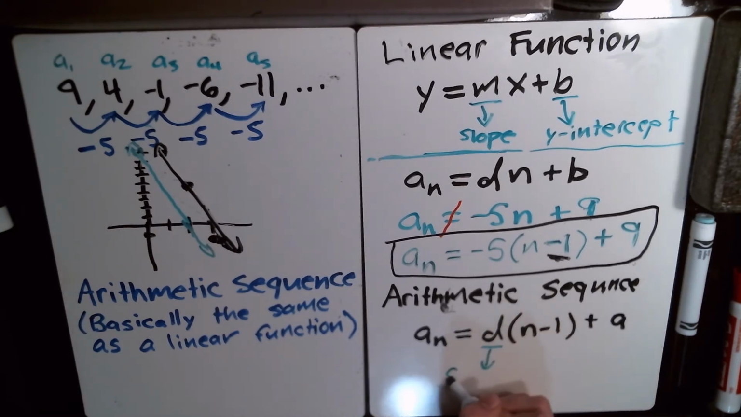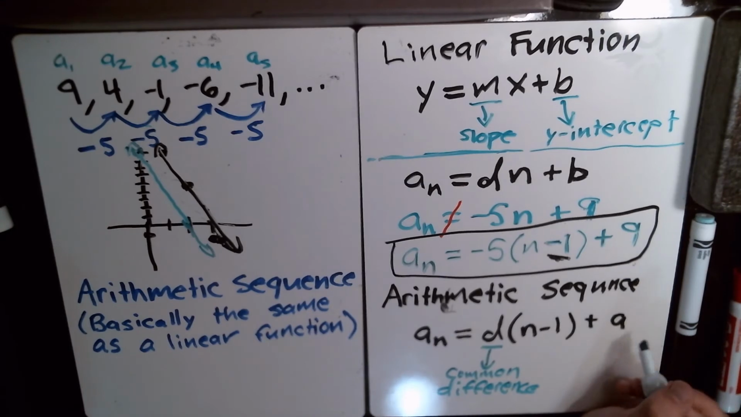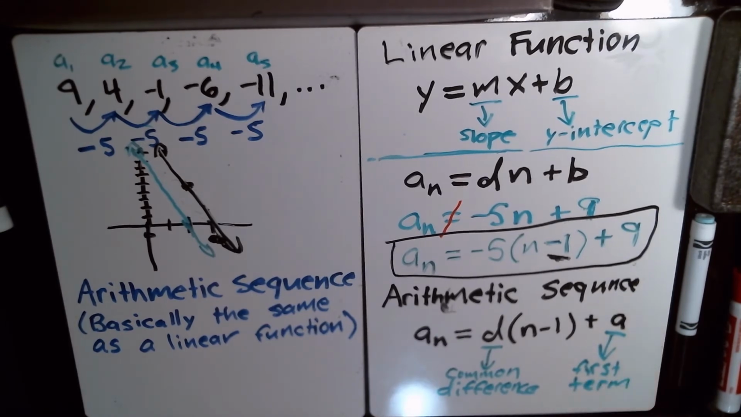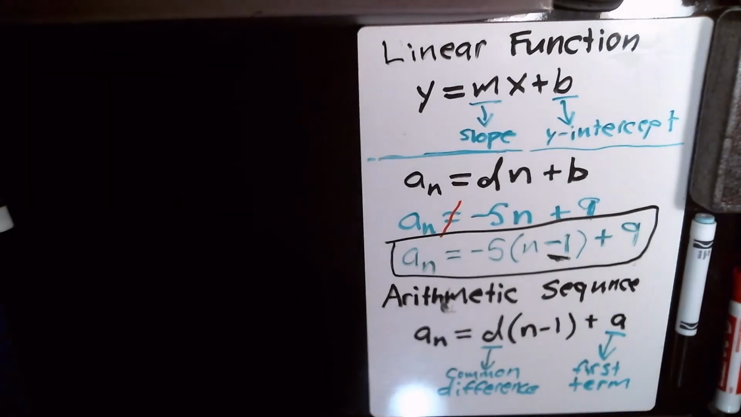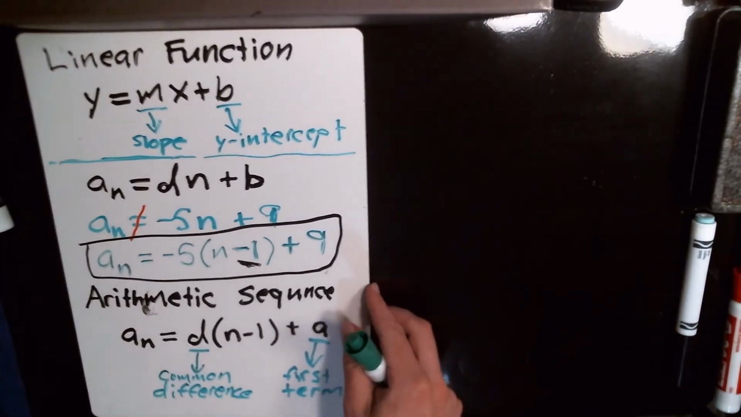d is the common difference and a is the first term. So this is what the equations of arithmetic sequences normally look like. They're like lines, and this is the standard way we write the equations.